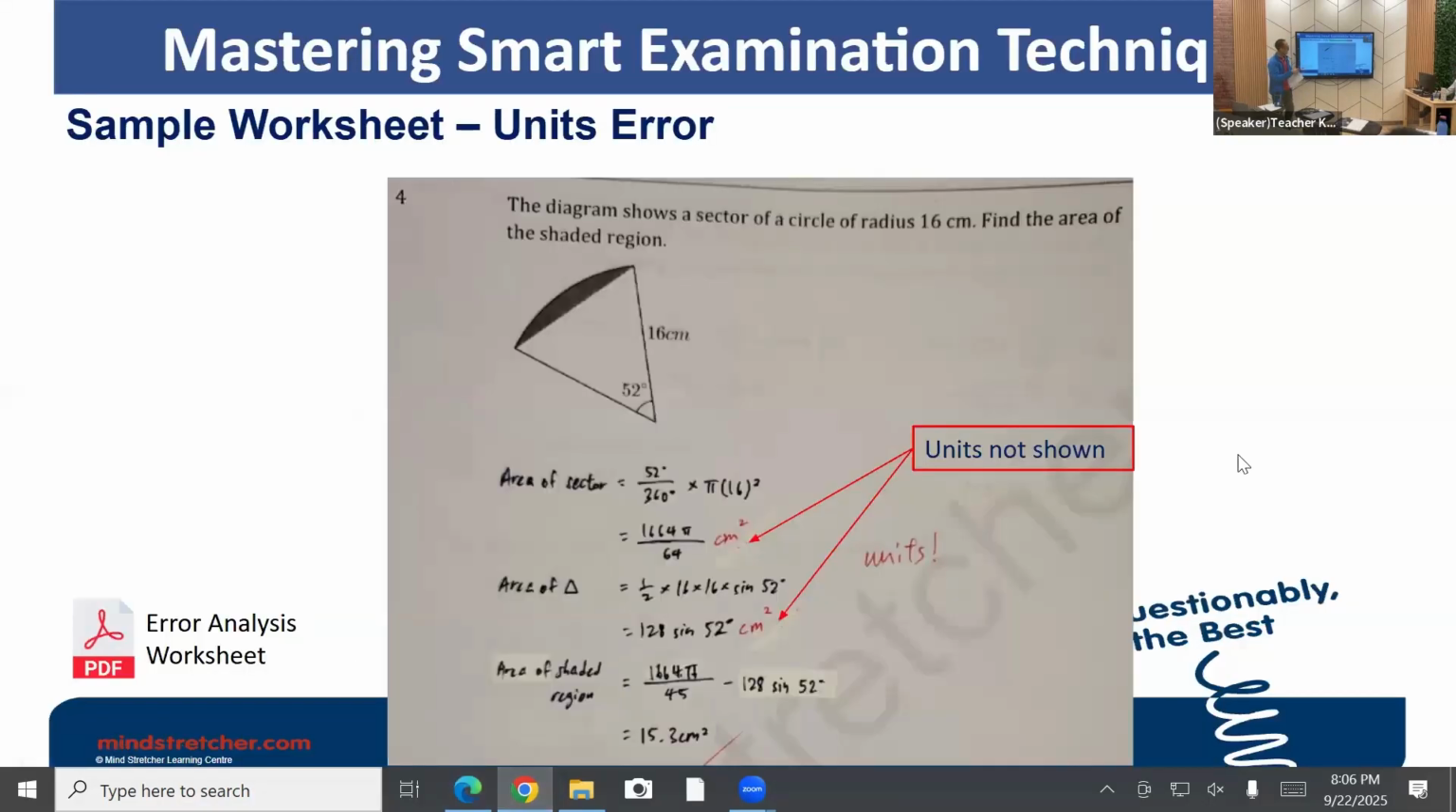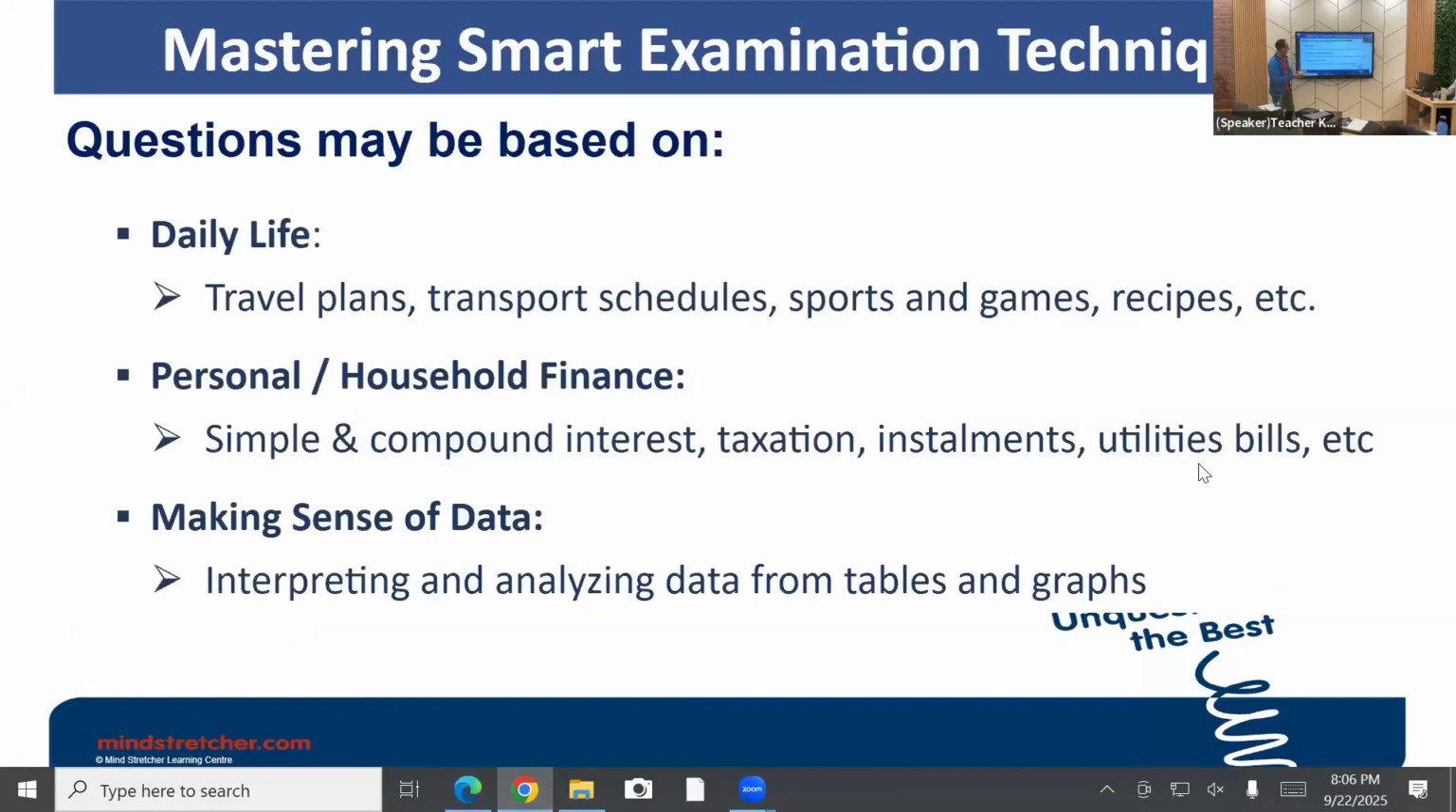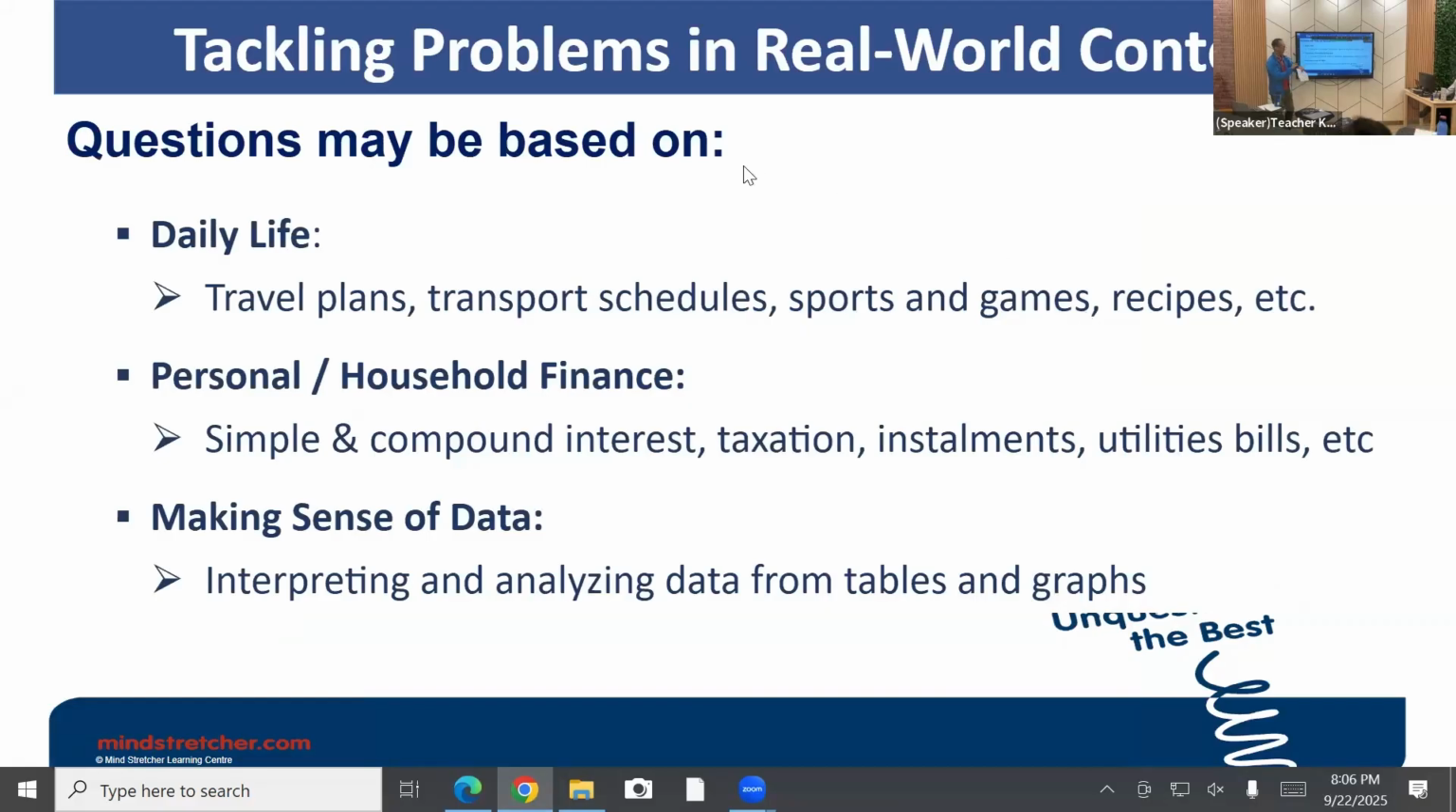Okay, so now let's go to the next one. This next one is actually the real world context already. So real world context questions could be based on a few things. It could be things related to your daily life, for example, maybe you have some travel plans to go to a few countries. Maybe it's a traveling marathon, right?